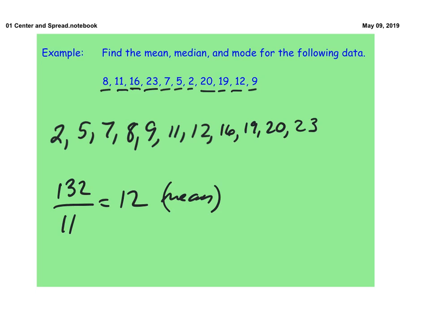Now, how about the median? The median's the middle one. And I like to do it this way for the middle one. I like to cross off a few on each end and just keep on crossing off a few until I'm down to just 3 numbers. It's the middle one. And of those 3, it's the 11th. So therefore, 11 was the median.